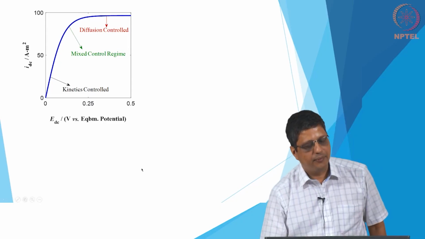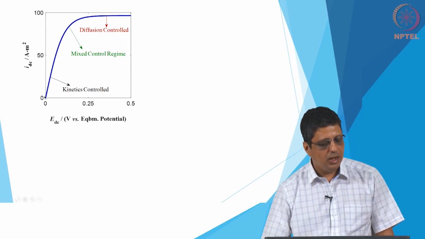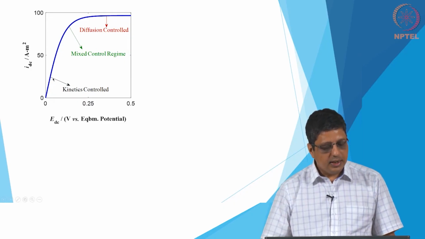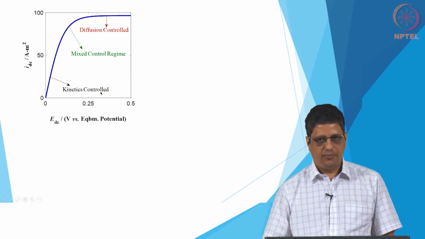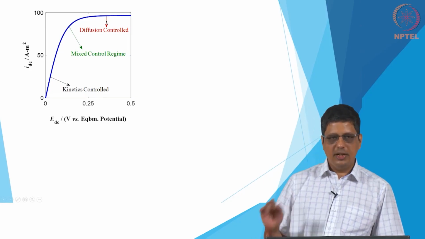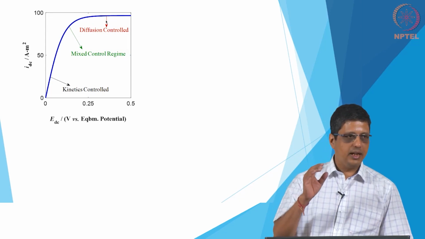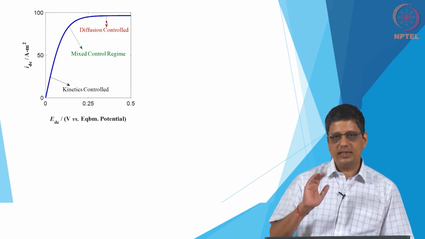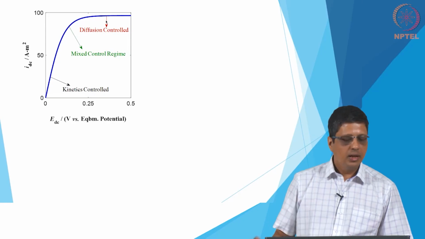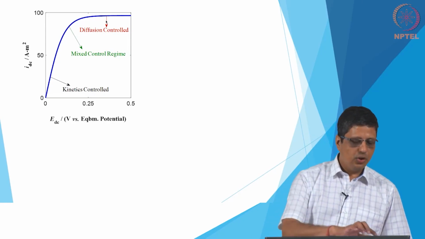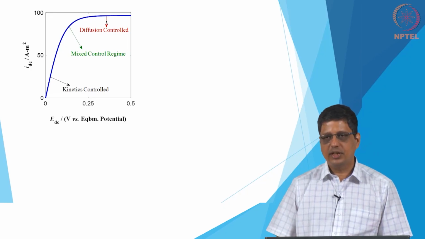If you look at the current, it will be low at the lower potential, and this region we call kinetic control. When you go to very high potential, it is going to be diffusion control, and in between, where diffusion and kinetics play a significant role, we call it the mixed control regime. Okay. Later, when we go into impedance with diffusion effect, I will also show you how you can derive this expression for the current.